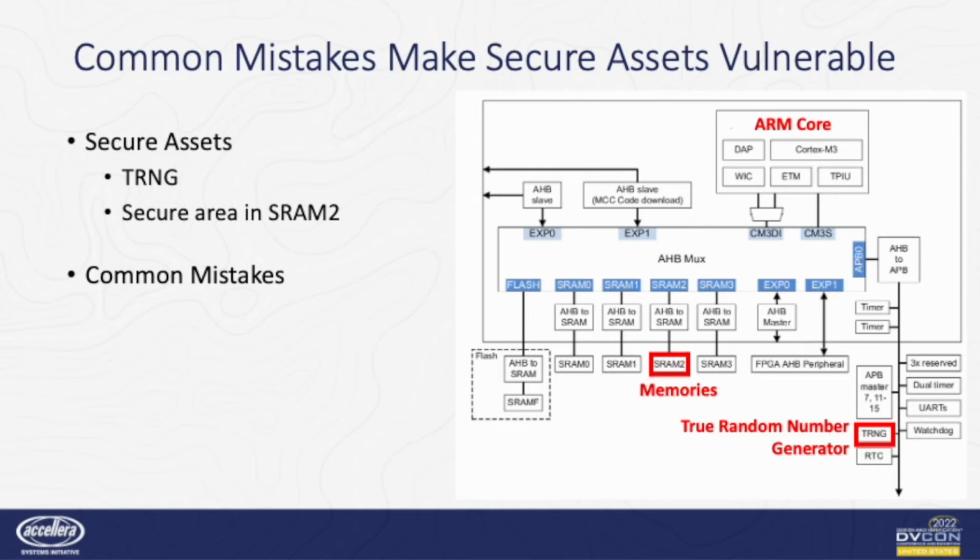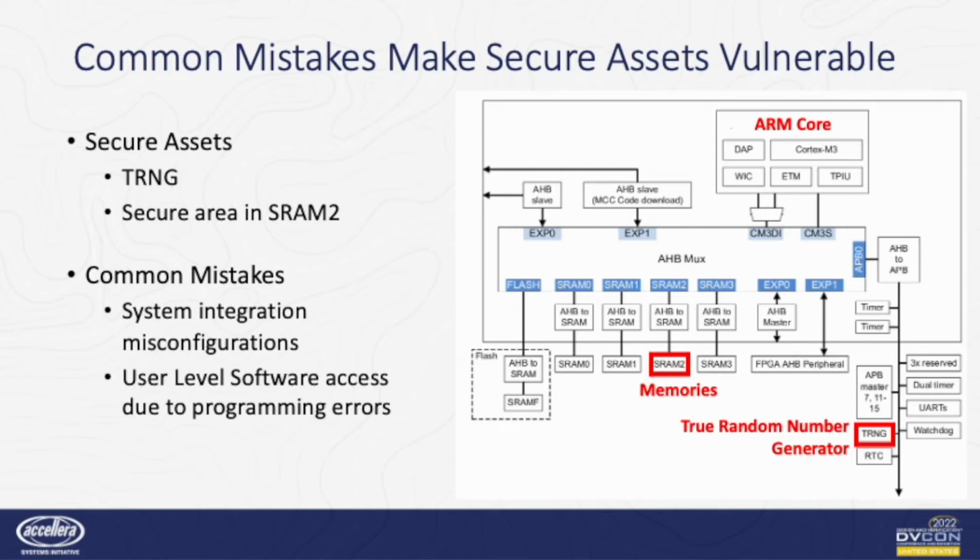Here are some common mistakes that may allow access to these secure assets. System integration misconfigurations while connecting the blocks to create the subsystem is one. And second, user-level software accesses due to programming errors may allow user software to access privileged areas.